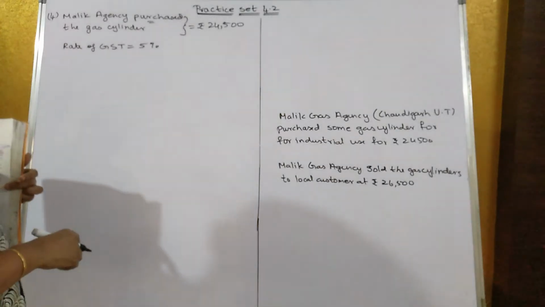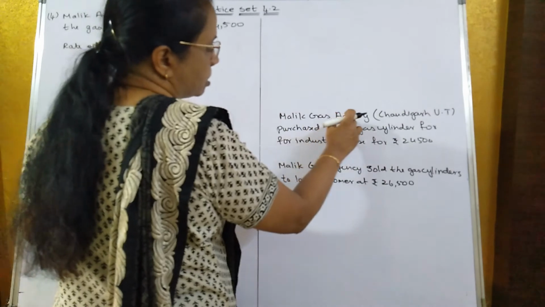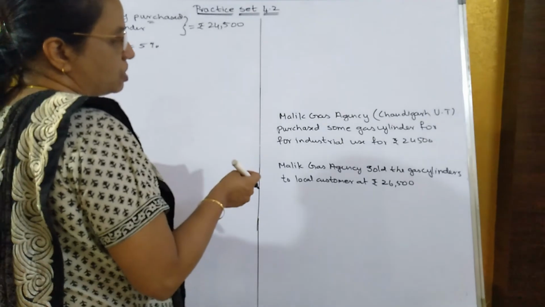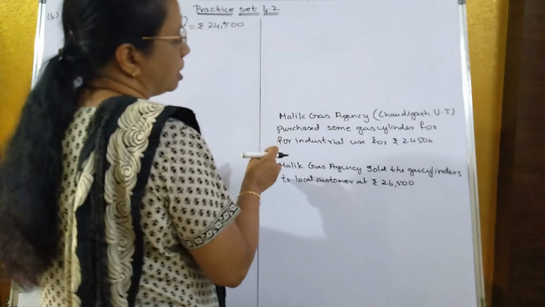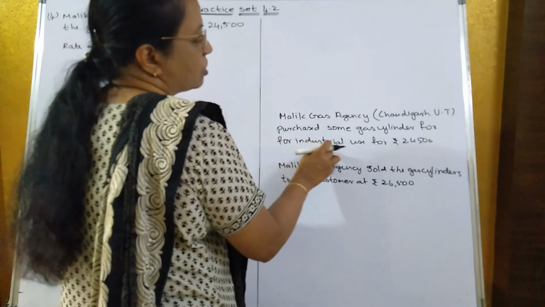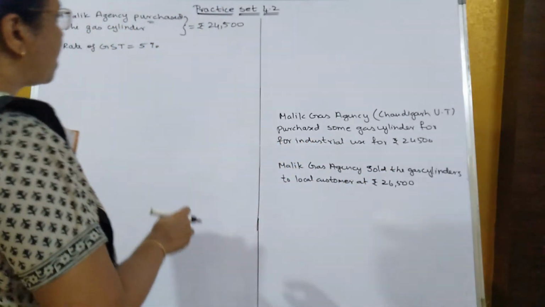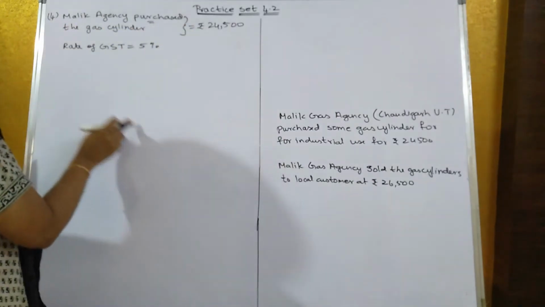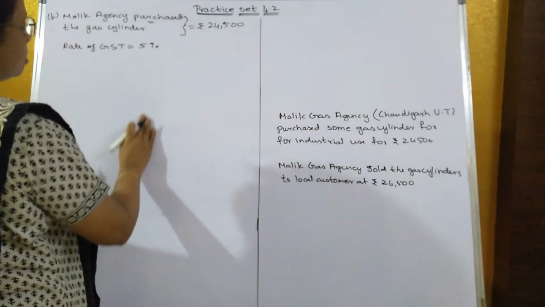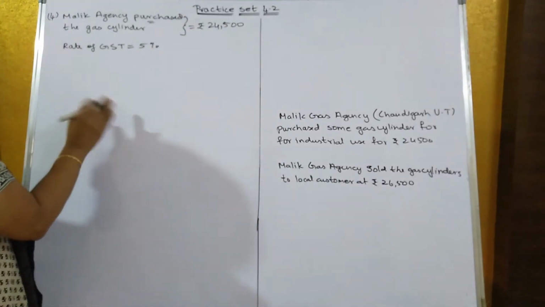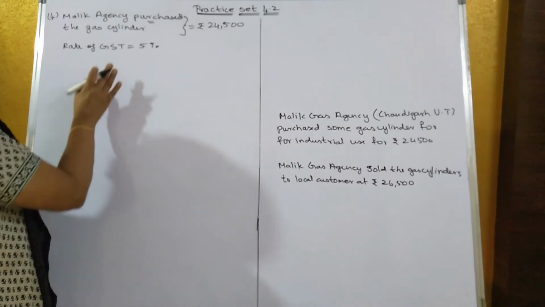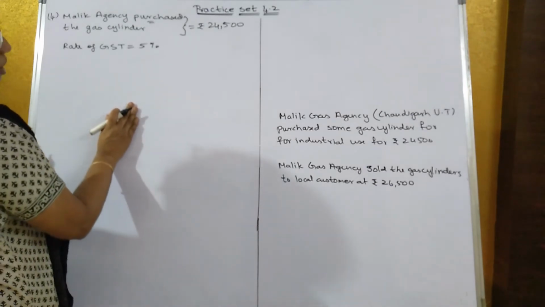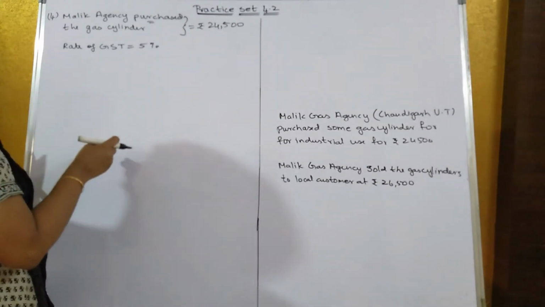Now fourth sum, they have given that Malik Gas Agency, that is Chandigarh, so it's a union territory. So here you don't have to pay SGST, you have to pay UTGST. Purchased some gas cylinders for industrial use for rupees 24,500. So Malik Gas Agency purchased the gas cylinder at rupees 24,500 and rate of GST is given how much? 5%. So till the third sum they used to give the GST in the question itself. Here in the fourth sum GST is not given. So first you have to find out the GST and then you will find out the GST payable.